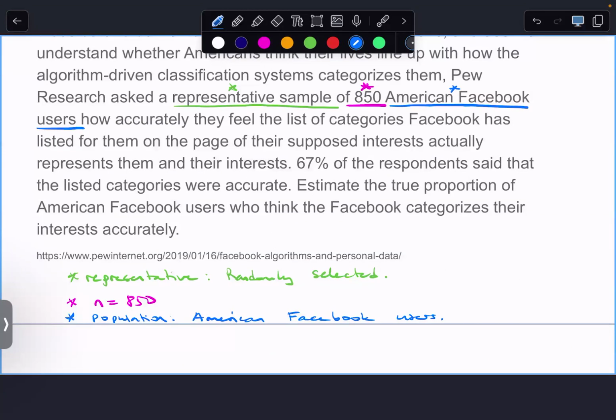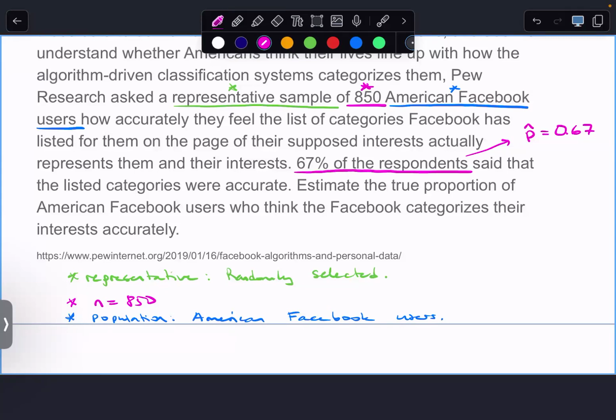So a lot of information in that little blurb, right? Or not so little, because then they just go blah, blah, blah. Okay. So then we're given that 67% of the respondents, so of the respondents, right? This makes it a sample proportion. Okay. So this tells me that this is going to be a sample proportion p hat of 0.67.